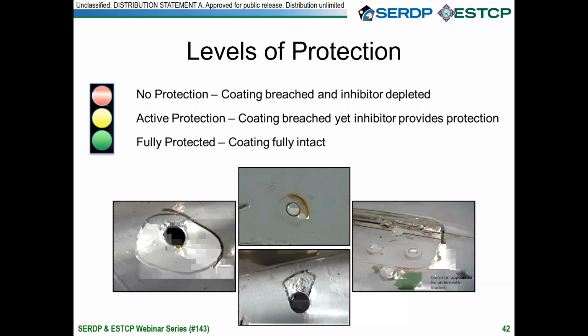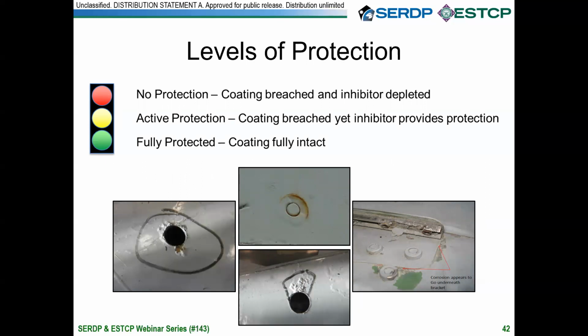Green, where everything is good, the coating is intact and the substrate is protected. Yellow, the coating is breached, but the inhibitor is still there to protect the substrate. And last, red, this is when the inhibitor is depleted and you start to see signs of corrosion. The coating has failed you. But if you'll recall, I mentioned earlier that predicting coating failure is hard to do. Why is that the case?